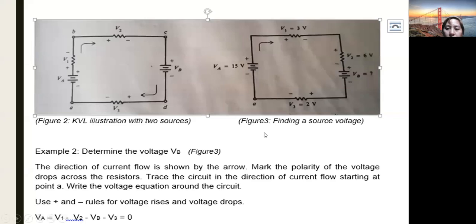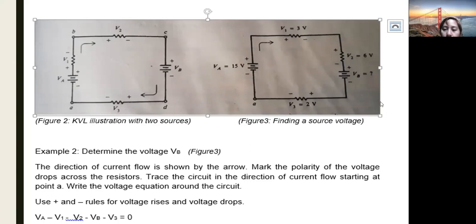Okay, so for example 2, determine now the voltage of the VB. So let us now solve what is the VB. The direction of the current flow is shown by the arrow. So this is the arrow, and the points are A, B, C, D.